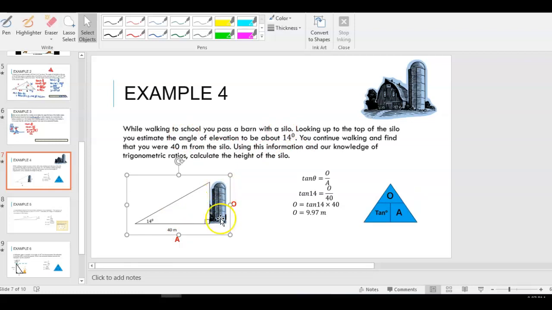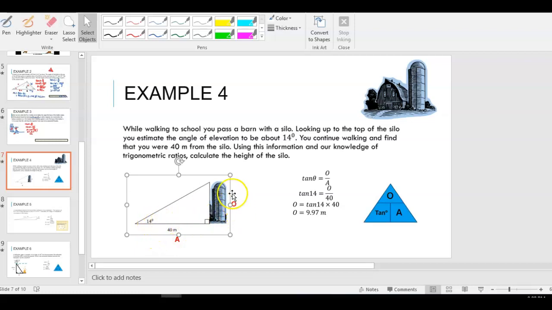Okay, so you start by drawing the silo. You were here, the angle of elevation was 14 degrees, and then you know that the distance from you to the silo is 40 meters. And we're asked to solve for the height of the silo to figure out how tall the silo is. The very first thing is labeling the triangle as opposite, adjacent, and hypotenuse.